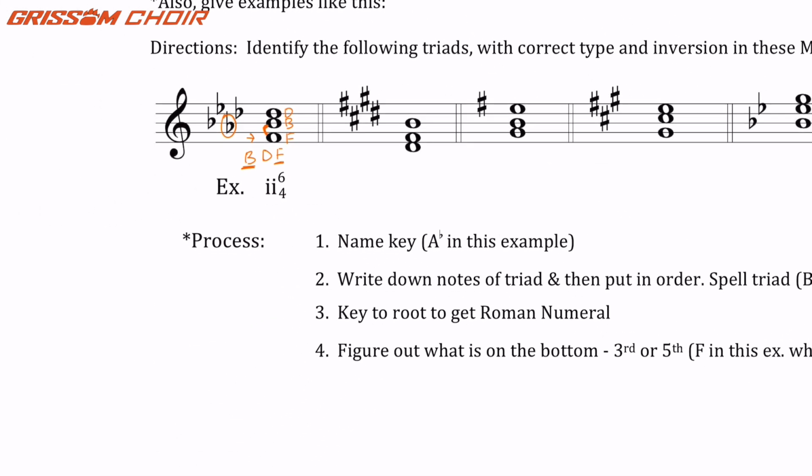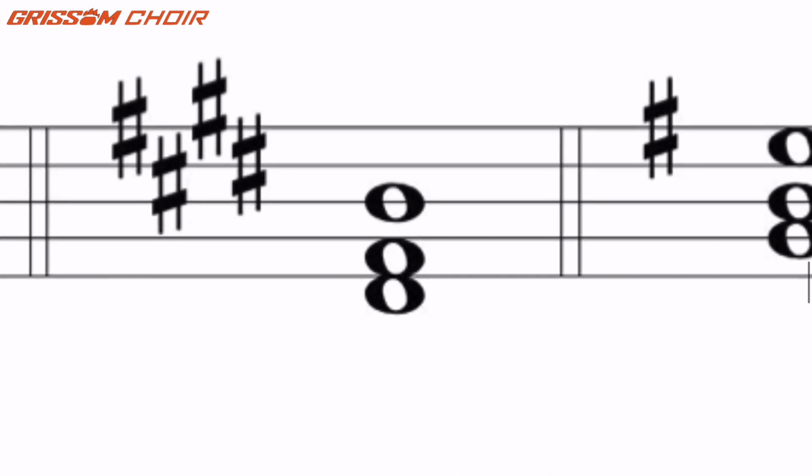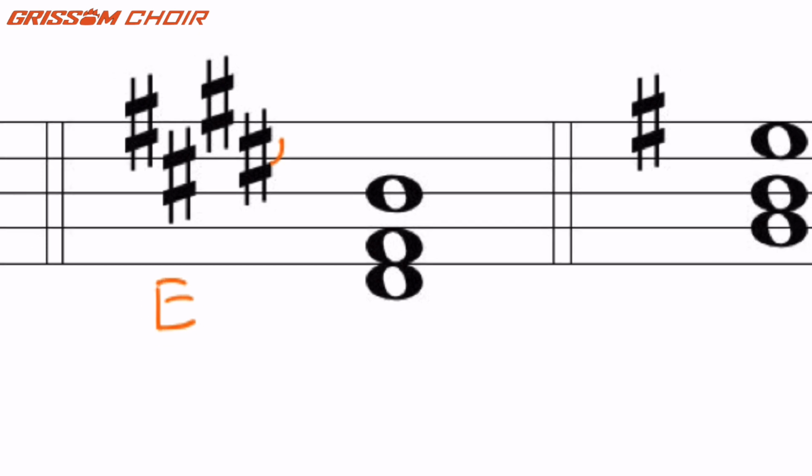Now all you would have to do is write the Roman numeral down and the inversion after figuring out what is on the bottom, the third or the fifth. Let's look at these next two examples together. Find the key signature. Look at the last sharp, go up one. We're in the key of E major.